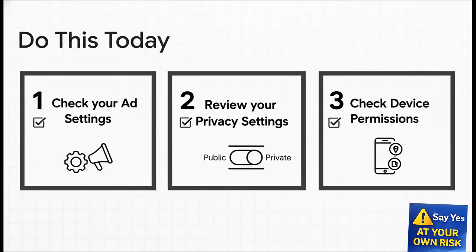So with all that in mind, here are 3 simple things you can check today. First, jump into your ad settings and see what your personalization options are. Second, review your privacy settings. Decide if you want to be public or private. And third, check your phone's permissions to see what the app has access to, like your contacts or location.